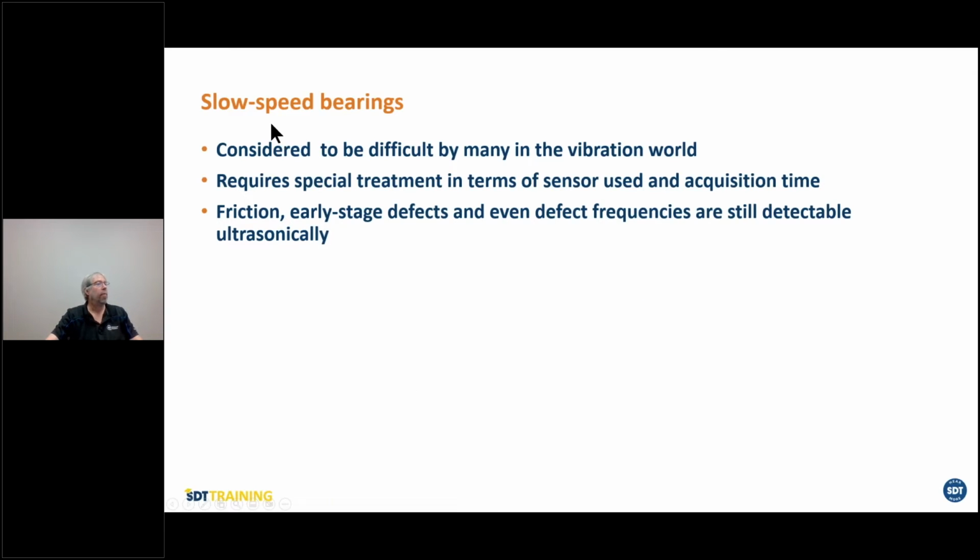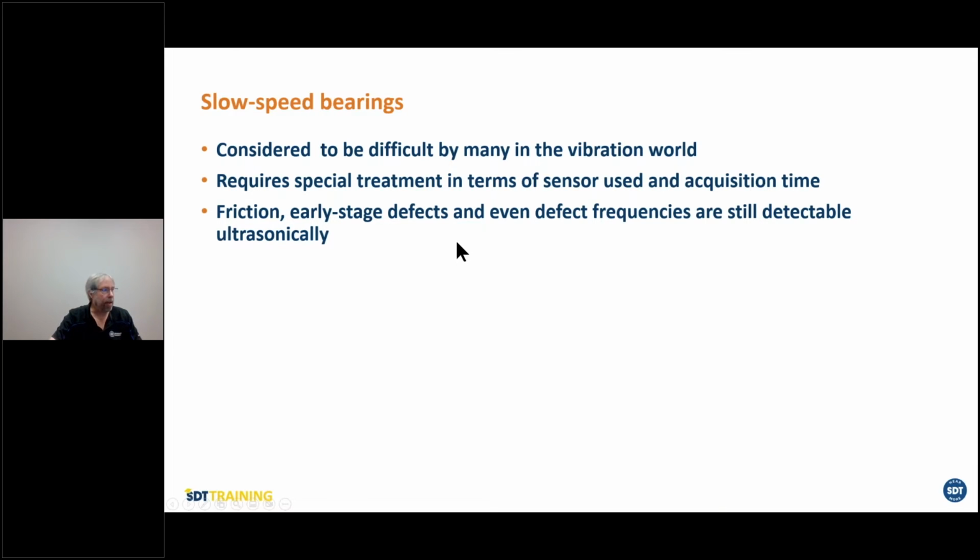So a slow speed bearing, considered to be difficult by many in the vibration world, requires specialty in terms of sensor use and acquisition time. Normally, if you're taking low speed measurements with a vibration system, it can take 2 or 3 minutes to take a measurement. In ultrasound, it'll take us 25 to 30 seconds.